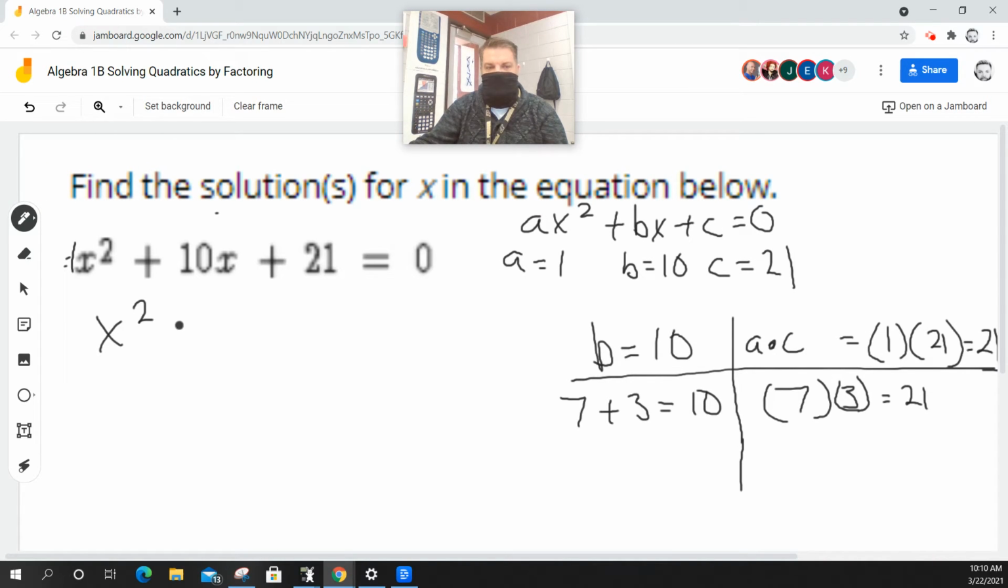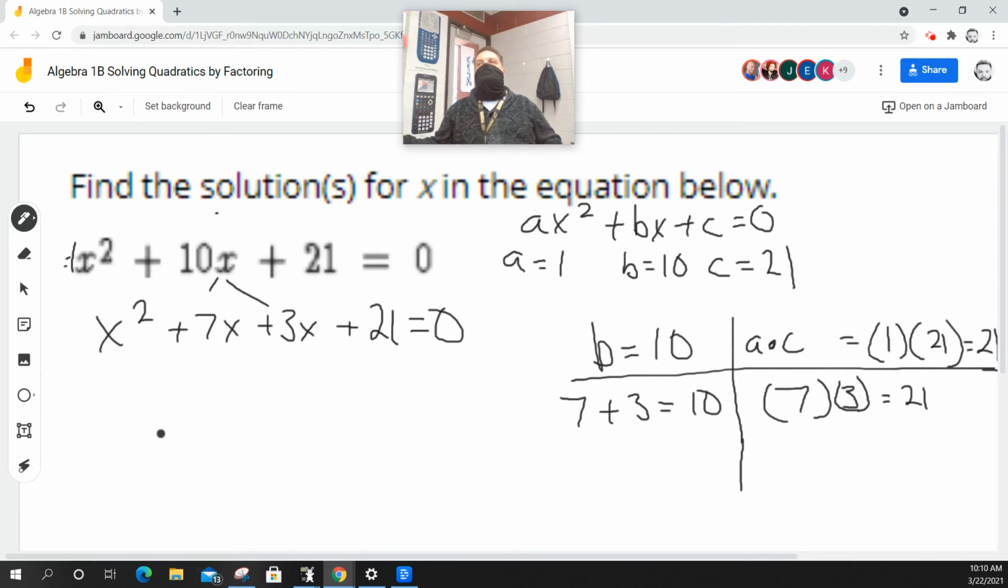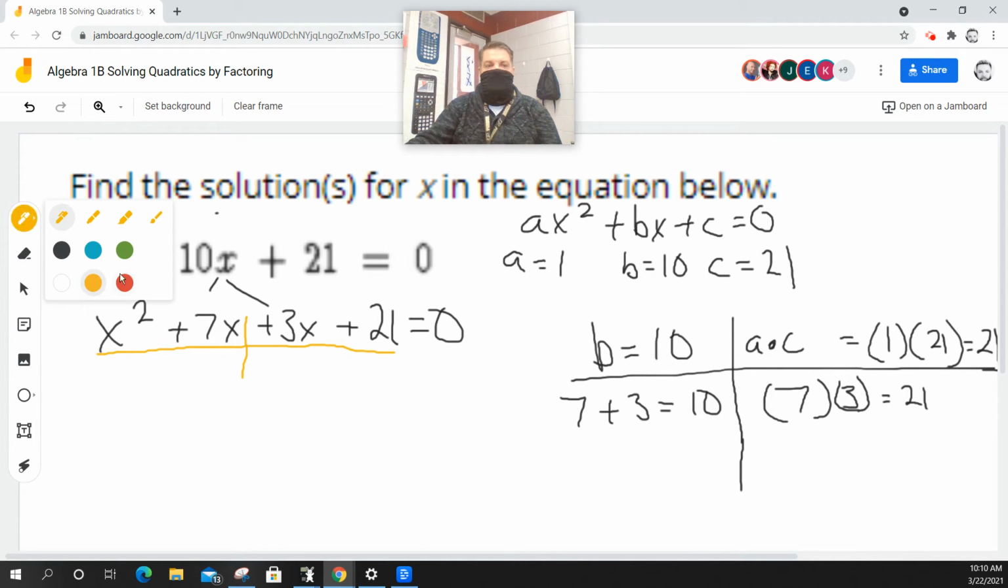Well, that means I'm going to say x squared plus 7x plus 3x plus 21. So what I'm doing is I'm taking this 10x and I'm splitting it up into two terms, 7x and 3x. So then what I'm going to do next is I'm going to take these first two terms, see if I can factor something out of those, and take the last two terms and see what I can factor out of those. Now, the only thing I can factor out of these two terms in the front is an x. They both have an x. So then I got to multiply that by x plus 7.